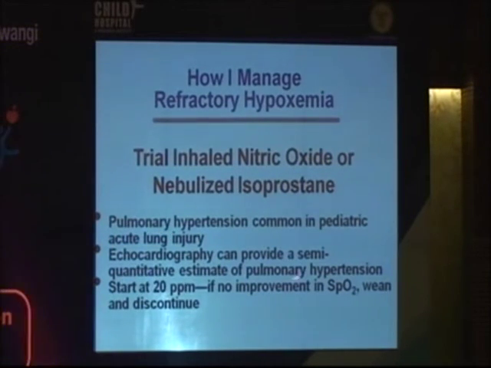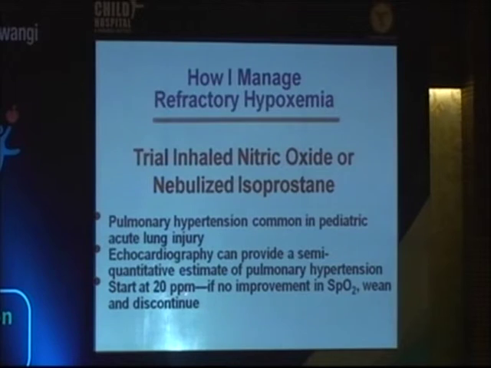We can quantitate it with echocardiography, and if we believe pulmonary hypertension is present, we can start nitric oxide at 20 parts per million. Ascertain if it works or not. Is the saturation getting better? This should happen almost immediately. And if it's not, then wean the drug and discontinue it because it's very expensive.